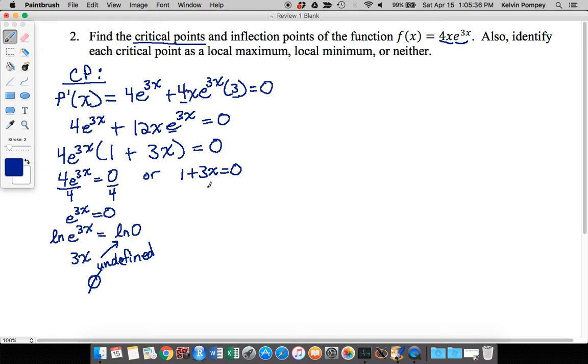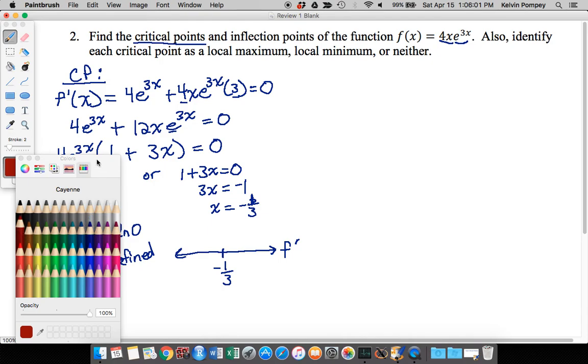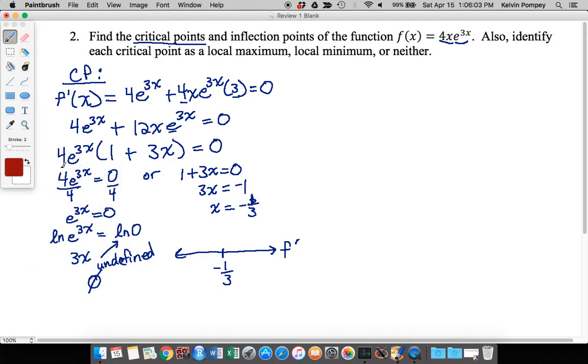But I can get a solution here. Subtract 1 from both sides, and then divide both sides by 3. I get x equals negative 1/3, right? So this is my only critical point. If I do my f prime line, I plug my critical point on there, and I just want to try some numbers to see if I get a max or a min. I'm going to plug these numbers that I'm going to use into this expression here.